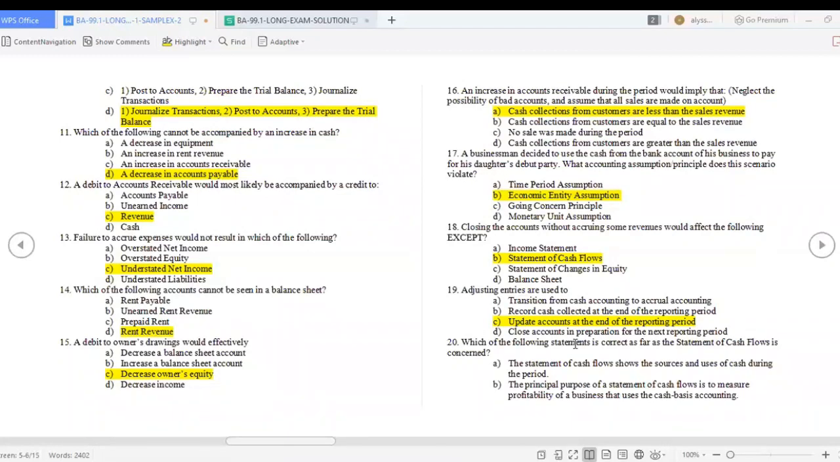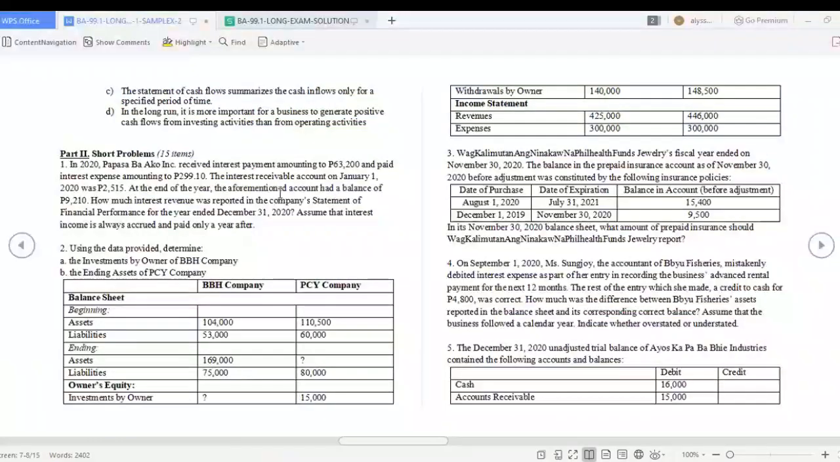Last question for the theory. Which of the following statements is correct as far as the statement of cash flows is concerned? Letter A, the statement of cash flow shows the sources and uses of cash during the period. B, the principal purpose of a statement of cash flows is to measure profitability of a business that uses the cash basis accounting. C, the statement of cash flows summarizes the cash inflows only for a specific period of time. And D, in the long run, it is more important for a business to generate positive cash flows from investing activities than from operating activities.